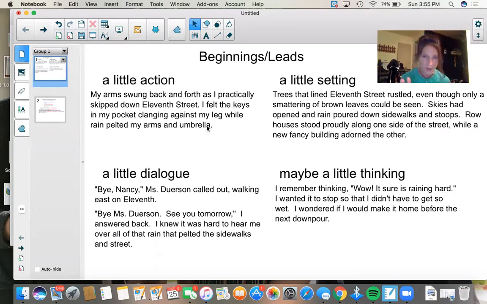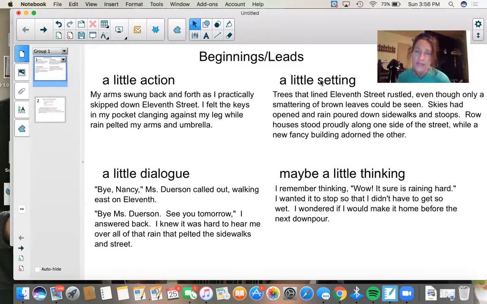But I'm going to show you what my story might look like if I used a little bit of action in the story about getting splashed by a puddle. I might say that my arms swung back and forth as I practically skipped down 11th Street. I felt the keys in my pocket clanging against my leg while rain pelted my arms and umbrella. So there you're sort of imagining what's happening, all of the movement that's happening.